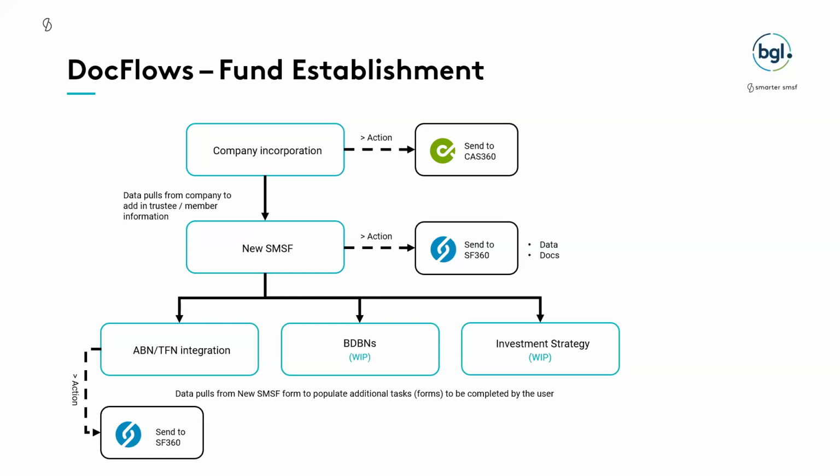And the final aspect that we've done so far is that with the new SMSF, we can use all of that data from the new SMSF and company form to complete the ABN and TFN. So we have a full integration to do the ABN and TFN as well. And once that ABN has been issued, you will be able to update and send that ABN back into Simple Fund 360. So you now have, or will have in there, your funds, your trustees, your members, and the ABN.